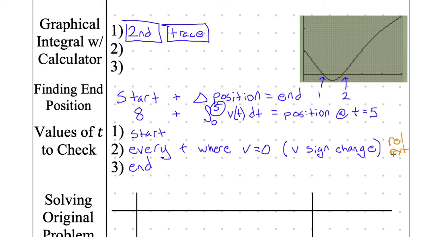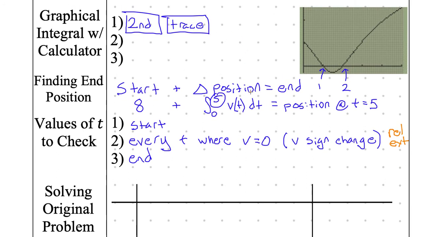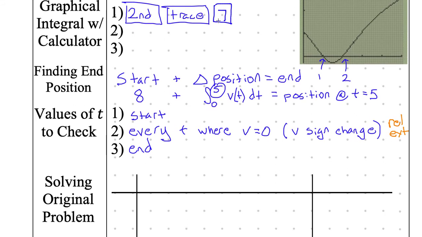So let's do that. And how do I do that? Now I'm coming back up here to the steps. In order to find this integral, this change in position, that's gonna be what Claire just said, second trace seven. I guess not what she just said, but she said it earlier. And we're gonna find that integral.